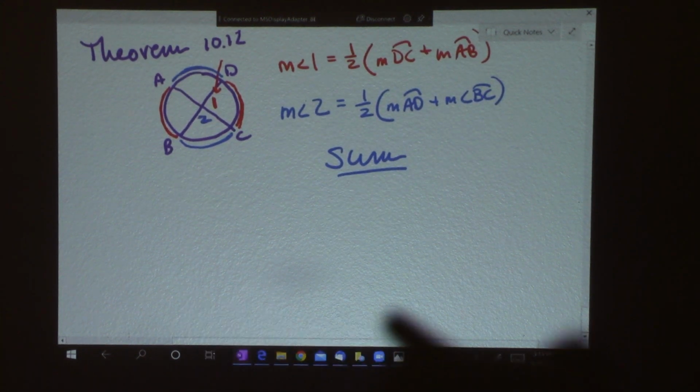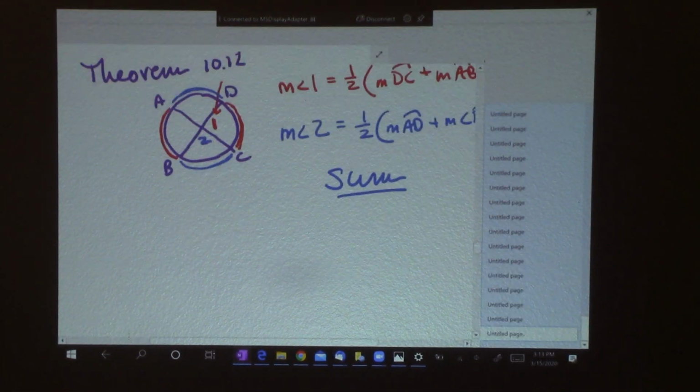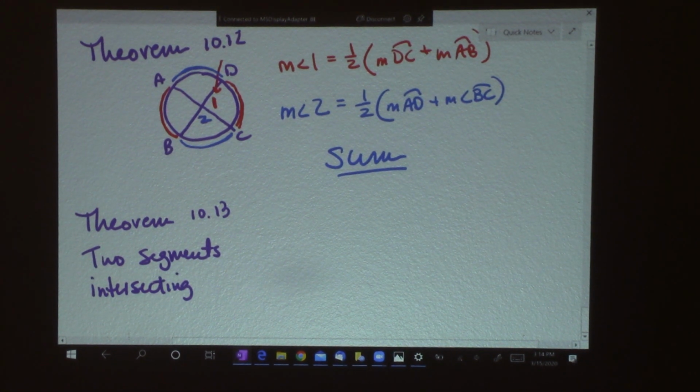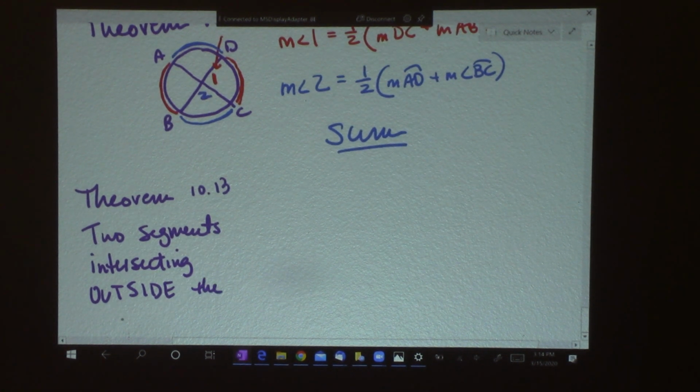Okay, this is where it gets a little bit harder, but it really isn't bad if you can just keep track of the details. So this time we have two segments intersecting outside the circle. So the last one, we had two segments completely inside the circle. And we can have two segments intersecting in three different positions. So you've got three pictures there. So each one is a different scenario.